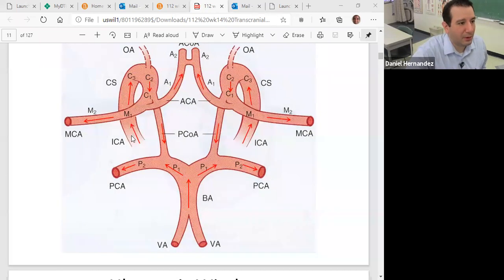Our internal carotid arteries come up and enter the carotid siphon where it does a loop. And then we have a branch where the internal carotid artery branches into our middle cerebral artery and our anterior cerebral artery. So this is usually where we begin our transcranial Dopplers.